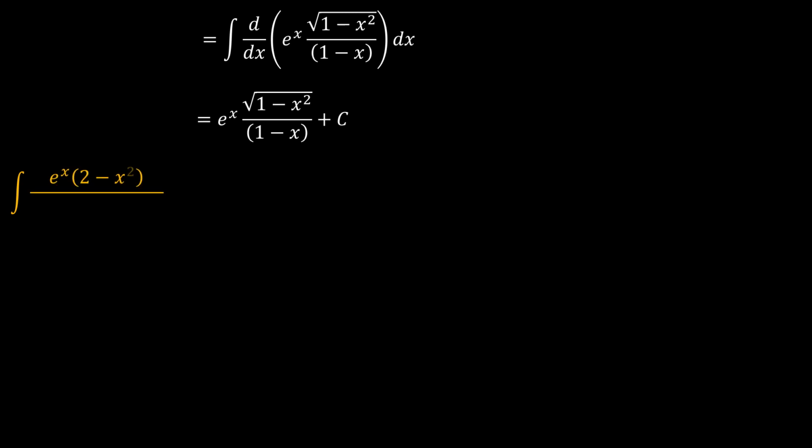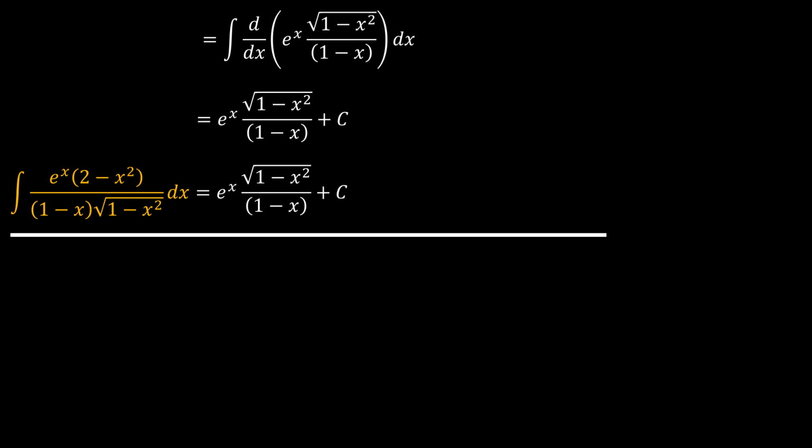To express it as a final step, we have the integral of e to the x times (2 minus x squared) over (1 minus x) times the square root of 1 minus x squared being equal to e to the x times the square root of 1 minus x squared over 1 minus x, plus the integration constant. And that's the answer that was expected.